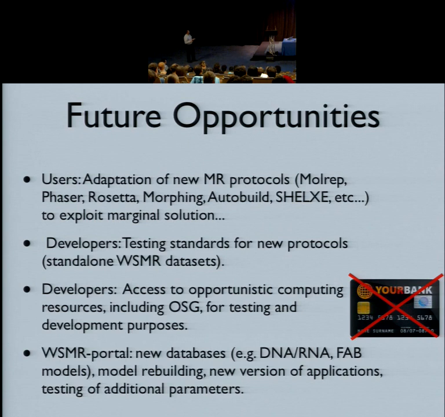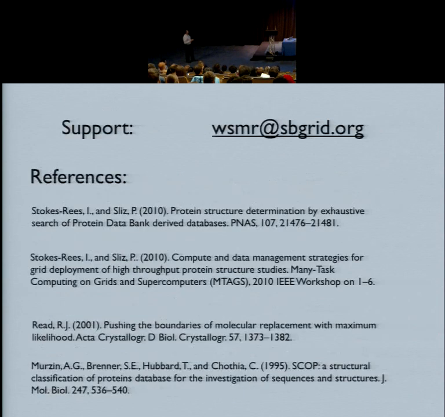And for us on the portal side, we certainly need to put new databases in place, update the databases. We already have FAB in place, maybe extend it to using automatic model rebuilding tools, and potentially test new parameters. So if you have any questions, just email wsmr@sbgrid.org or just go to the website to submit the jobs. Those are the references. We had a paper at PNAS back in 2010, and we're trying to prepare a paper for this symposium. Those are other papers.